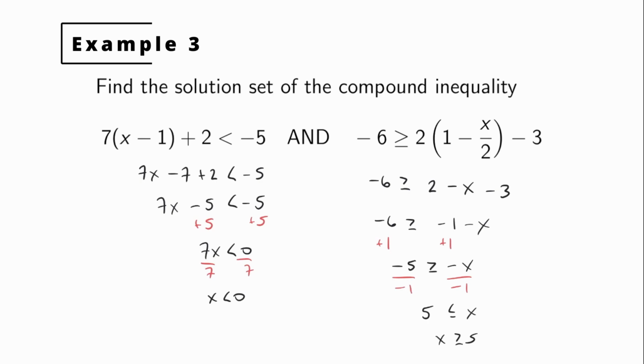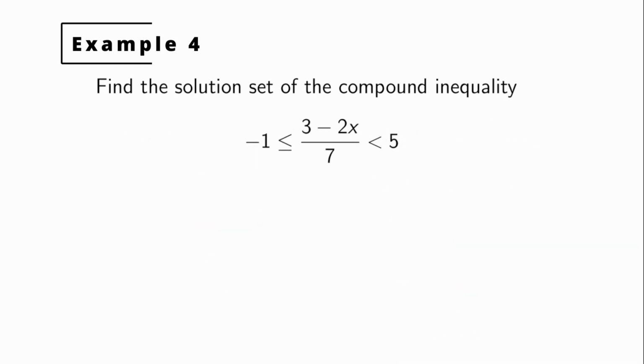And so now we're looking for the solution. We're looking for all real numbers that are less than 0 and greater than or equal to 5. Now, you might wonder, does that number exist? And the answer is no, right? There is no number that's less than 0 and greater than 5. So the solution to this compound inequality is that there is no solution. So you can write no solution, or you can write down the symbol for the empty set, which looks like this.